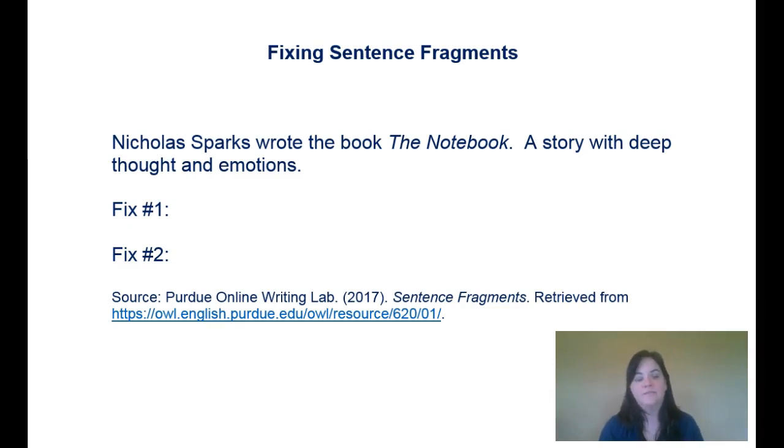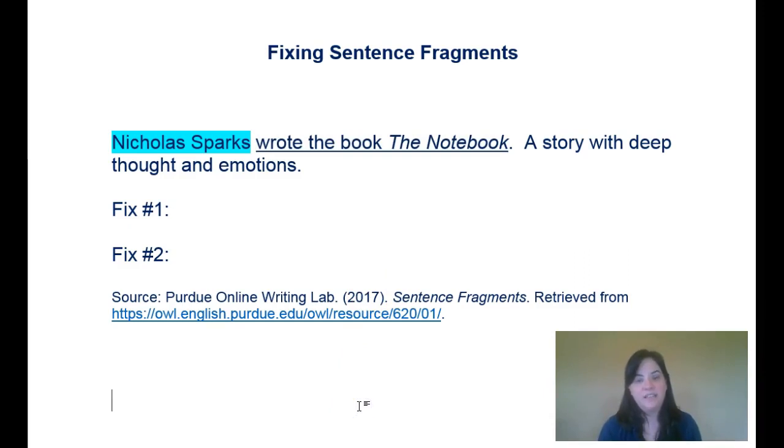So, let's begin. Here's our first example. Nicholas Sparks wrote the book The Notebook, a story with deep thought and emotions. Which one of those two sentences is the sentence fragment? The second one, a story with deep thought and emotions. The first sentence is a complete sentence because it contains all three parts to a complete sentence. We have the subject, Nicholas Sparks. We have the predicate, what Nicholas Sparks did. He wrote the book The Notebook. And it's a complete thought.